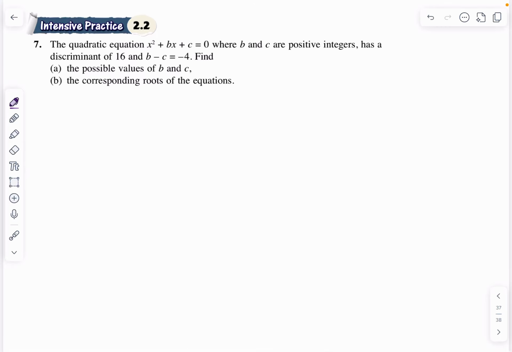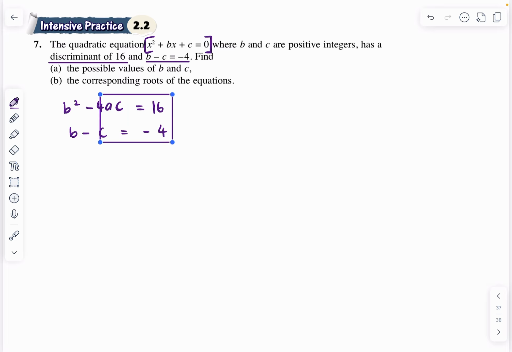Question 7. This equation, where b and c are positive integers, has a discriminant of 16 and b minus c is negative 4. Okay, let's write this down first. Discriminant means b square minus 4ac. So they said the discriminant is 16 and b minus c equals negative 4. These are the two pieces of information that they gave us from this sentence. Okay, next. A. Find the possible values of b and c.